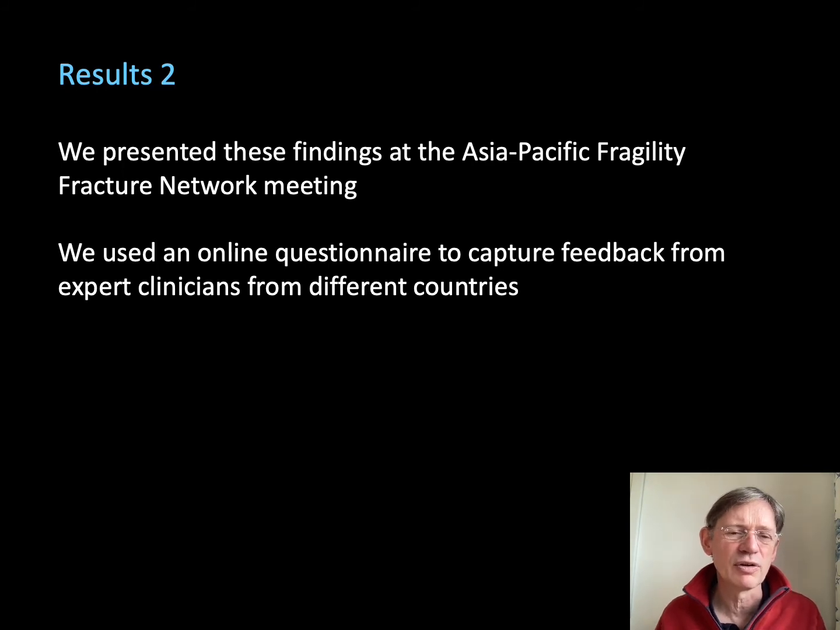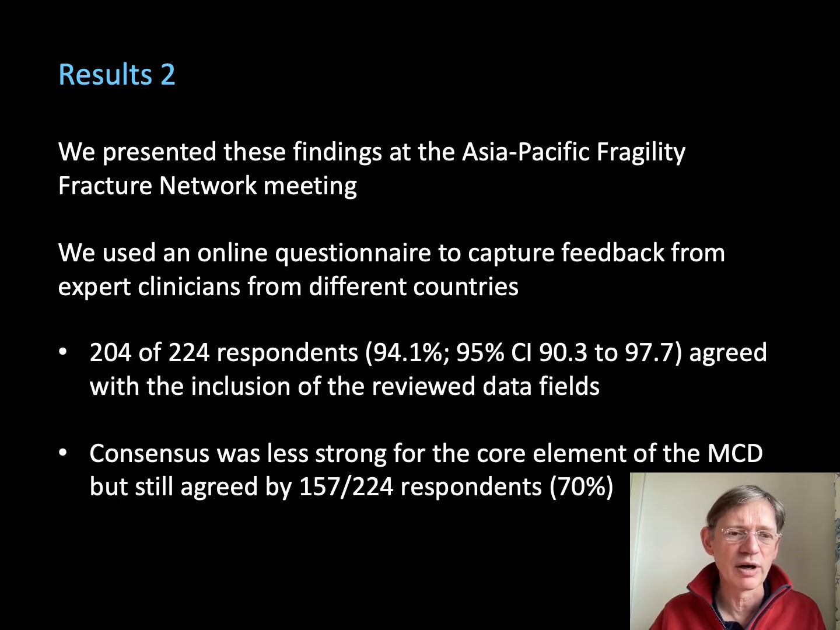And the benefit of doing this in the Asia Pacific FFN meeting was that we had the opportunity to talk both to developed countries with advanced healthcare systems like Australia and New Zealand, but also to some countries which hadn't got an established registry, and had much more limited healthcare systems in general. And we were therefore able to get a sense from different clinicians in different countries of how things might work.